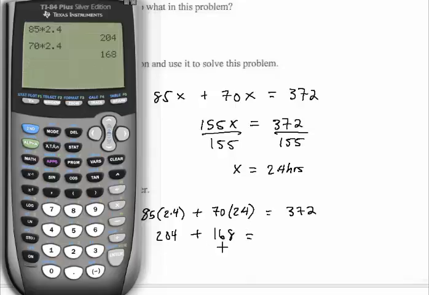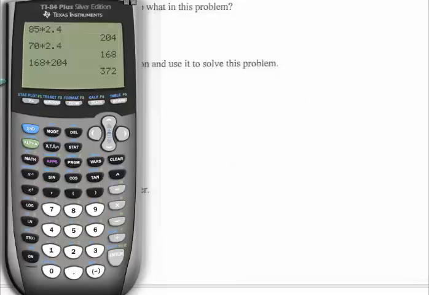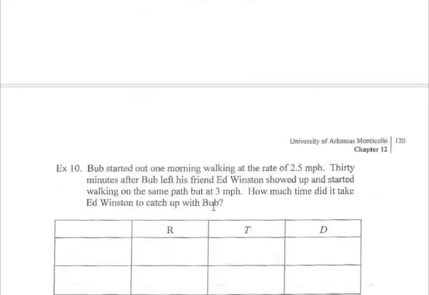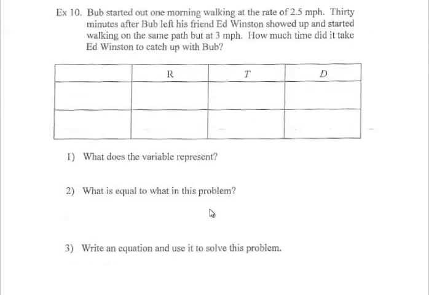Okay, we add that together, and we do get 372. Checks out. Alright, so that was just our first problem. That is definitely not enough to really get the hang of these DRT problems. So, of course, on the next page, we work another one.